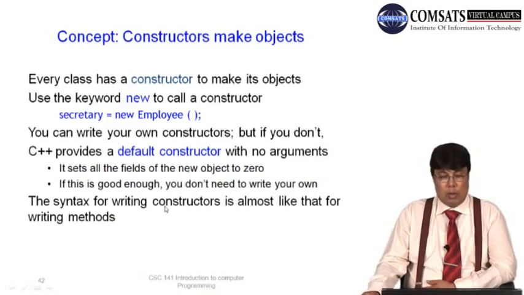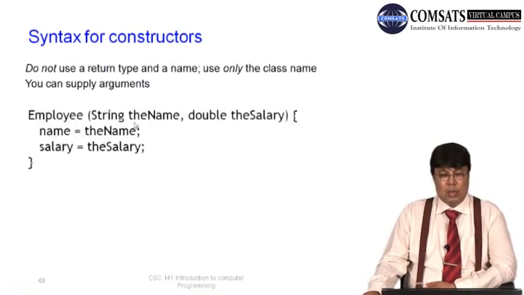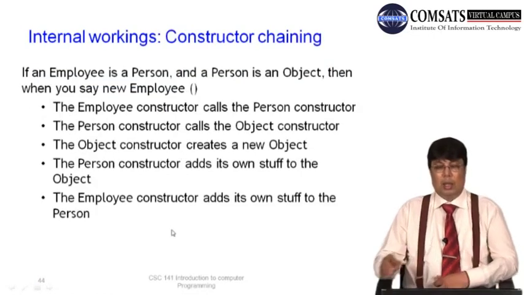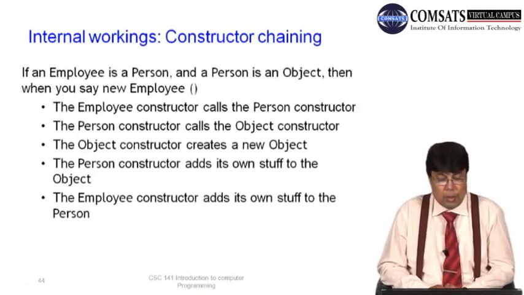So I'm just quickly going through it, and you can read out the details by yourself. Syntax for the constructor: employee, string, the name. These are the arguments that you are going to pass to the constructor. So whenever you call an employee, you will pass on the name of the employee and the salary of the employee. The constructor will assign the name and assign the salary. Okay, that is the syntax, just like the syntax of other methods that we could define.